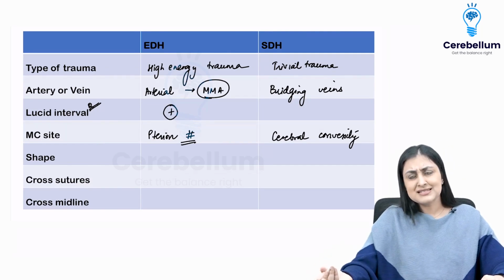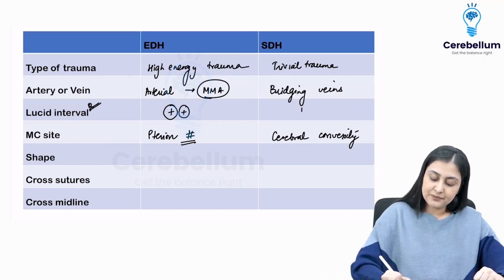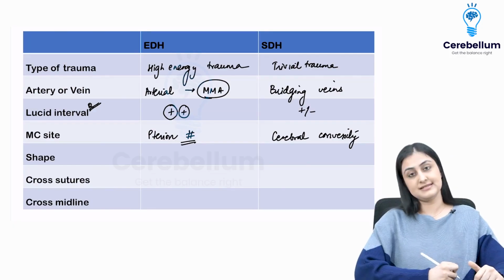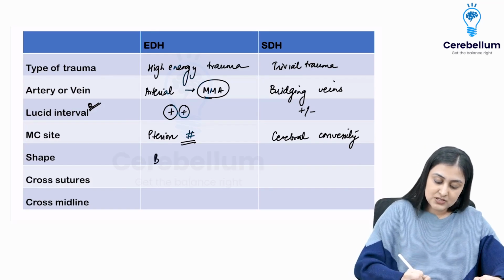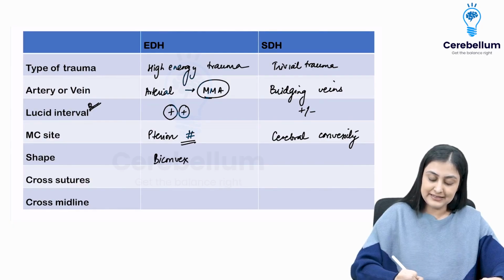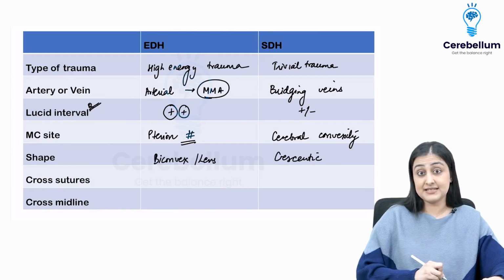Can it be seen in SDH? Answer is yes, it can be, but it is more specific for EDH than SDH. Okay, so that is what you want to remember. As far as shape is concerned, we have already documented that. So biconvex or lens is EDH, whereas a crescentic concavo-convex is going to be SDH.